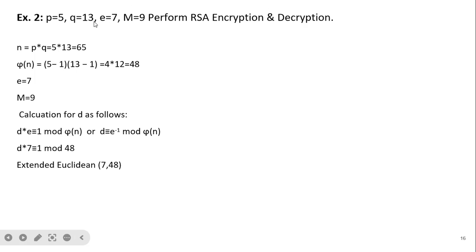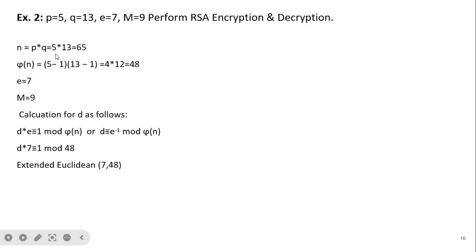P equal to 5, Q equal to 13, E equal to 7, that is nothing but the public key. Plain text is 9. Perform RSA encryption and decryption. We calculate N as P into Q, that is 5 into 13 is equal to 65. Phi of n is nothing but 5 minus 1, 13 minus 1, because P and Q are prime numbers.